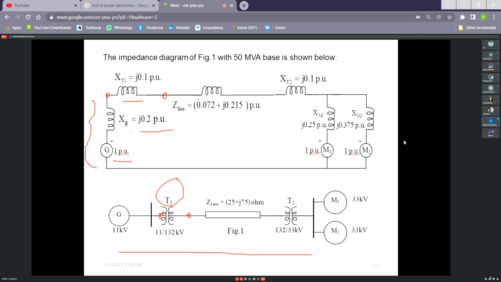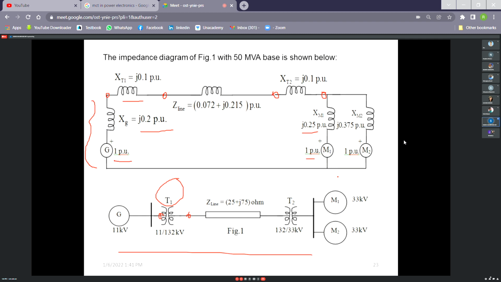Then this is the transmission line. Then similarly this transformer reactance. So here this side is 132 kV, this side is 33 kV, right? Similarly for the motor, this is the motor impedance and this is the 1 per unit motor. So two motors are in parallel, so this will be the circuit. So I hope you can draw this type of impedance diagram.